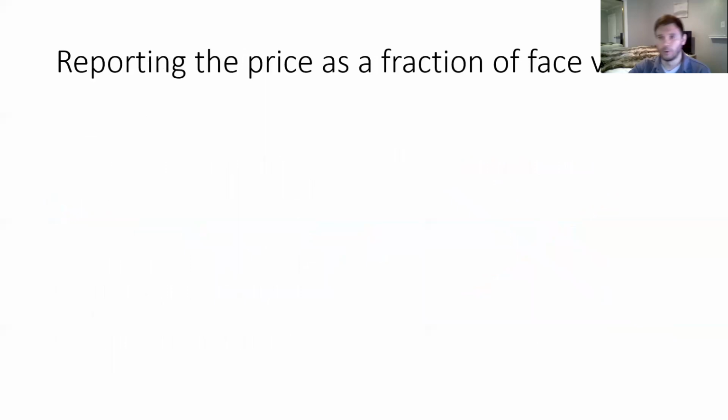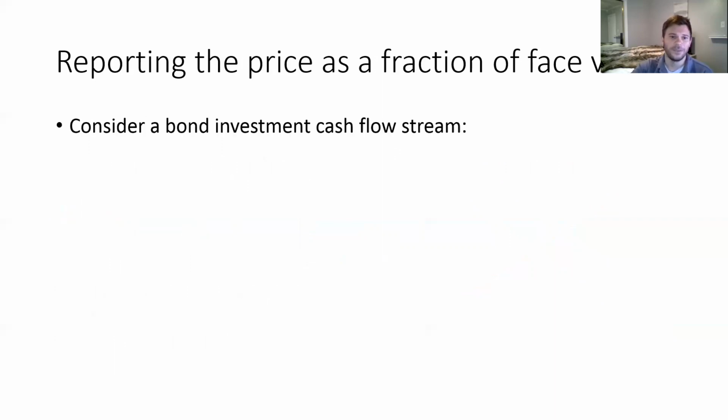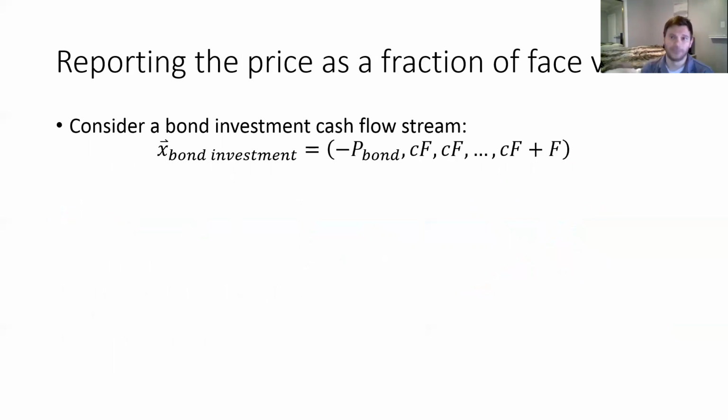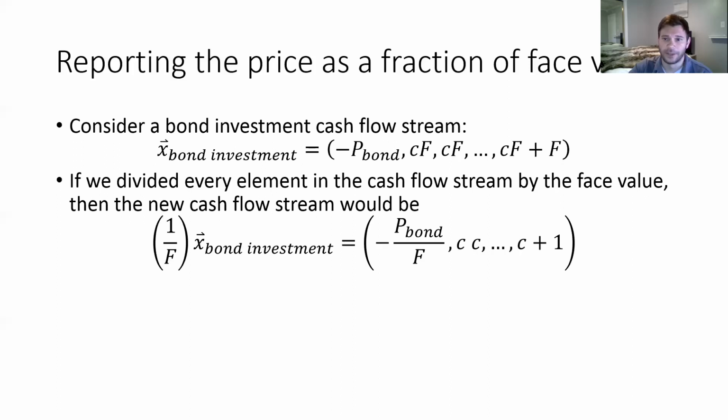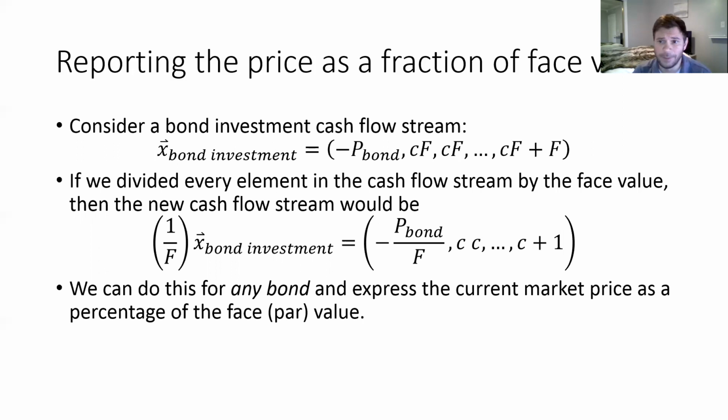Now, I mentioned we could report the yield as thinking about the price, or we could report the price, but typically this is done as a fraction of the face value. So again, if we thought about the bond's investment cash flow stream, where we paid the price in period 0, and then we received all these payments afterwards, we could think about dividing every element in that cash flow stream by the face value and rewriting a new cash flow stream, okay, where we've expressed now the price in period 0 as a fraction, as a percentage of the face value. And we can do this for any bond. We could take any bond's cash flow, we could divide it by its face value, and we could write it in this form. Now, why does this matter?